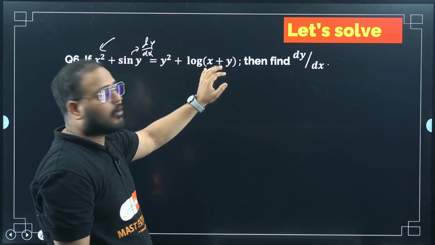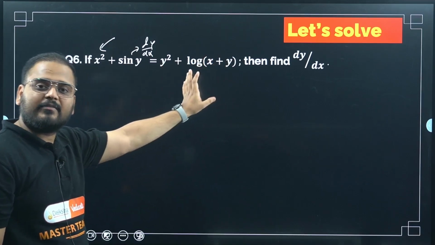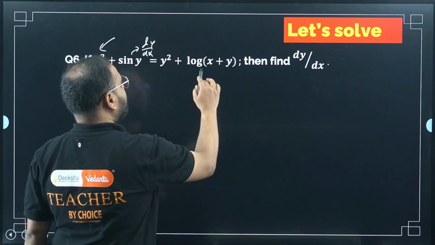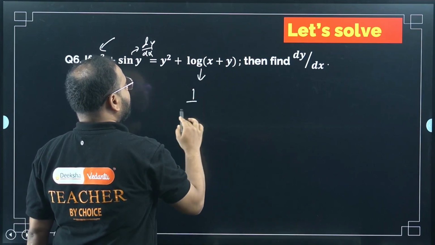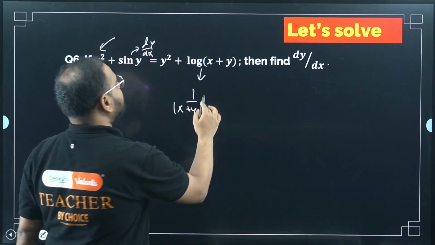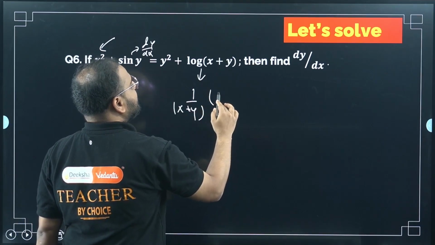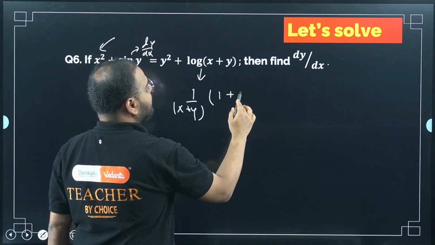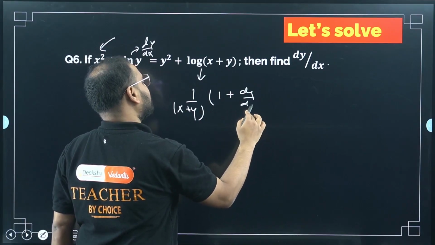Over here again I have to differentiate the log first, so 1 by (x plus y) will come. Then I'll differentiate the sum of the functions. So 1 by (x plus y) times, for x it will be only 1, and for y it will be dy/dx.